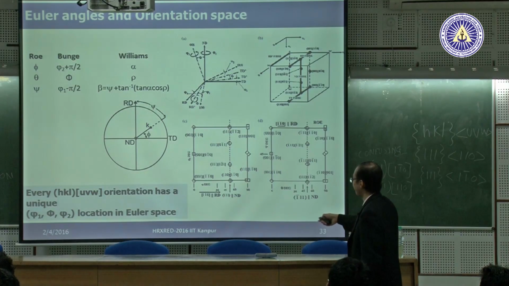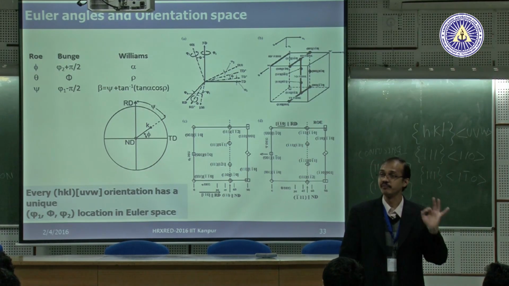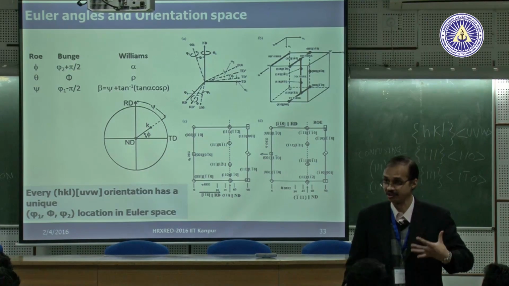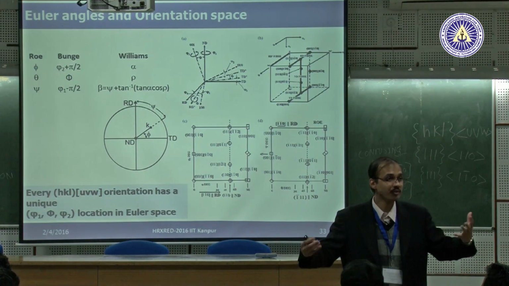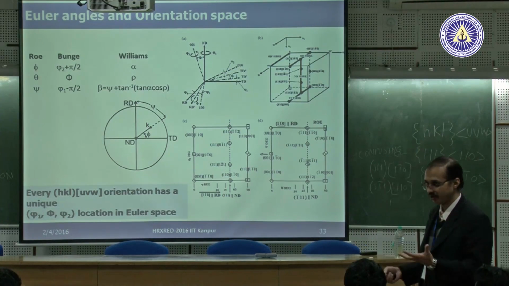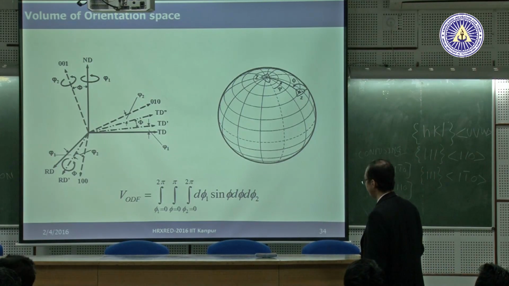Here, what do I have? Which brackets am I having? Do I have a family? No, I have a specific component. I have a specific component. So that is the beauty of Euler space. It is more populated. It has more details. Okay, but it makes life difficult. Okay, so this is how your Euler space looks like, and ODF section.